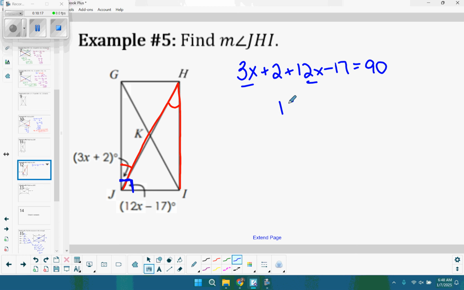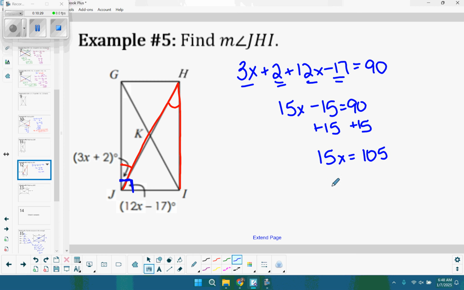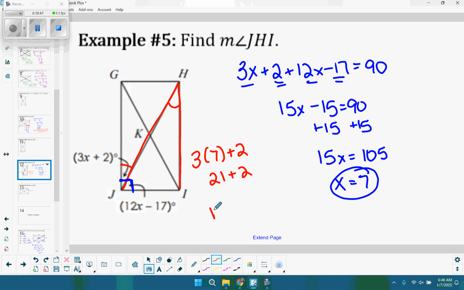So combining our like terms, we have 15x minus 15 equals 90. When we add 15, we'll have 15x equals 105. And when we divide by 15, we get x is 7. So like I said, these are our alternate interior angles, so they're congruent. So I'm going to plug it back into the 3x plus 2. So it's going to be 21 plus 2. The measure of angle JHI is 23 degrees.